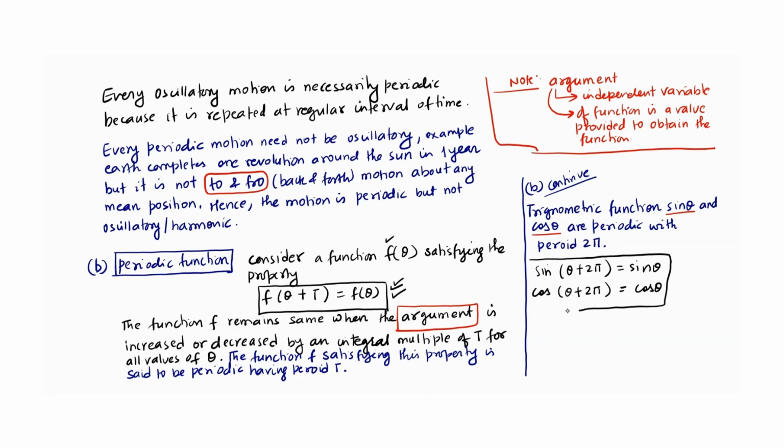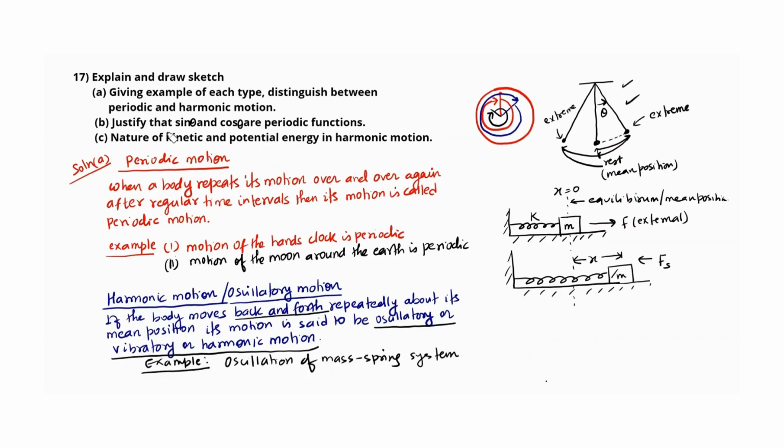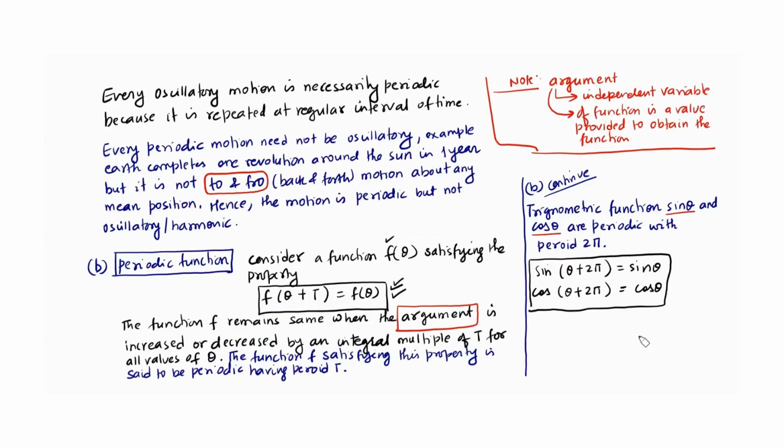So we are asked to justify that sine theta and cos theta are periodic functions. So what we find, sine theta and cos theta satisfy this property, so they are periodic functions. So we have this.